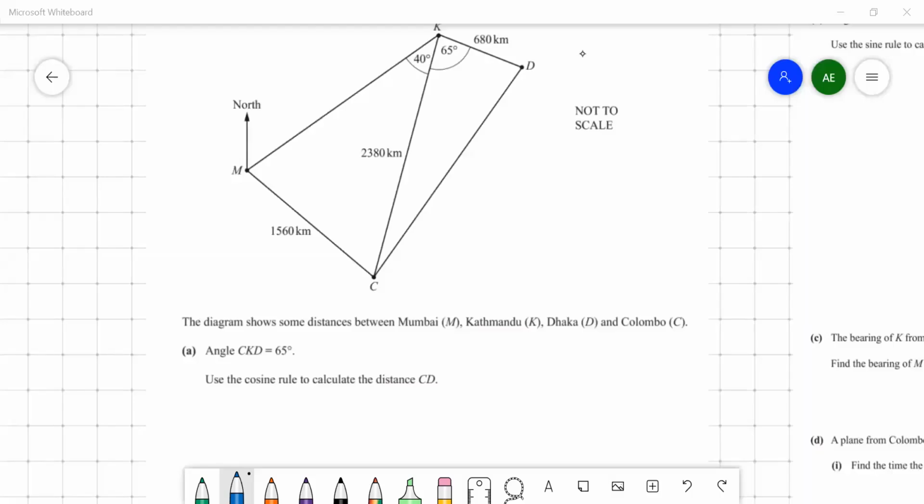Okay, the diagram shows some distances between four cities: Mumbai, Kathmandu, Dhaka, and Colombo, if I'm reading these cities correctly. Angle CKD, here it is, is 65. Use the cosine rule to calculate the distance CD. So you show me what I should use to calculate the distance.